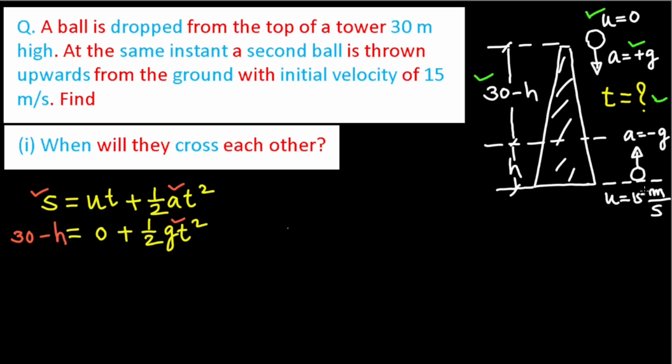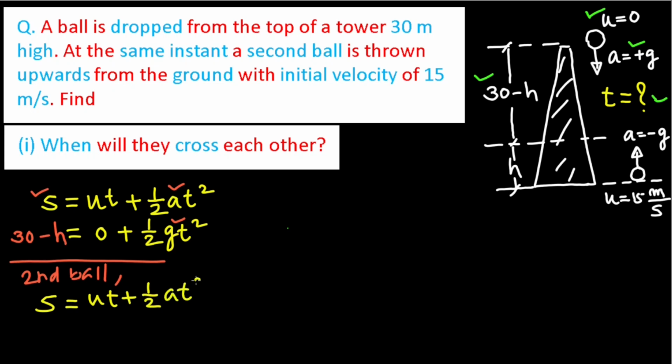For the second ball, we write s is equal to ut plus half at square, which will be ut minus half gt square. For upward motion, we replace a by minus g and s by h.